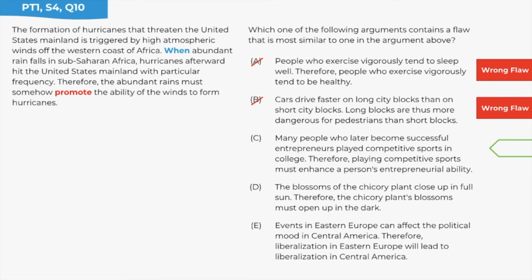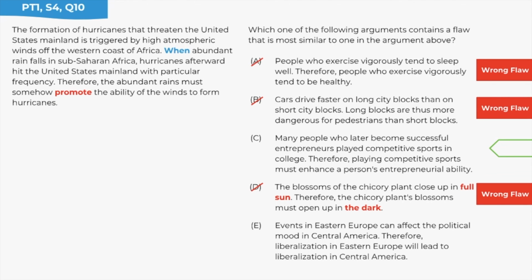It doesn't ever involve a causal reasoning structure. Let's get rid of this. Answer choice E, events in Eastern Europe can affect the political mood in Central America. That's a problem because notice that they're giving you a causal relationship in the premise itself. Therefore, liberalization in Eastern Europe will lead to liberalization in Central America. That's not exactly true, right? There's a difference between it can affect and it will lead to, right?